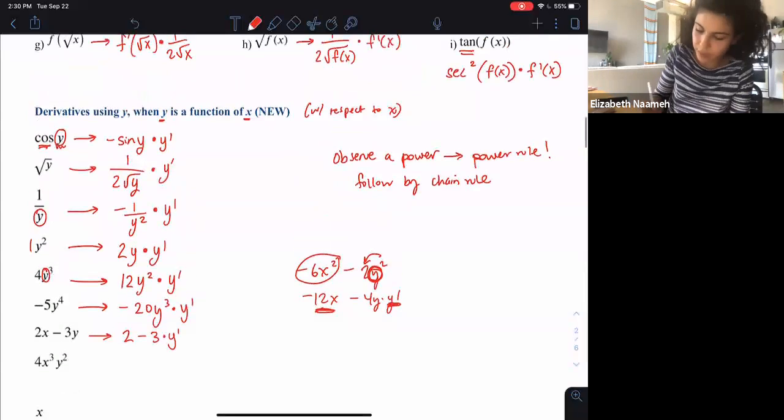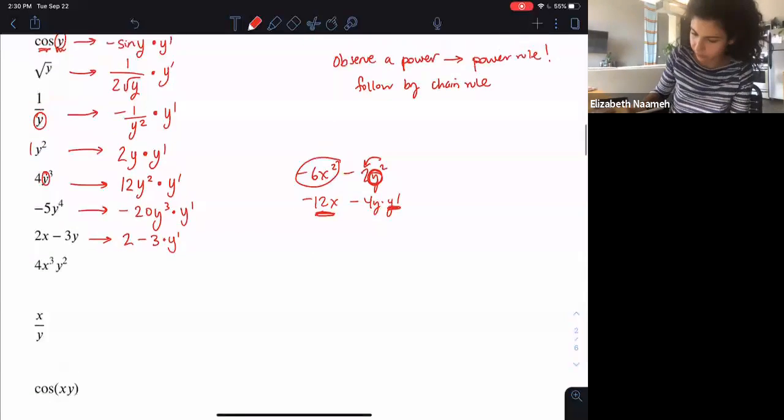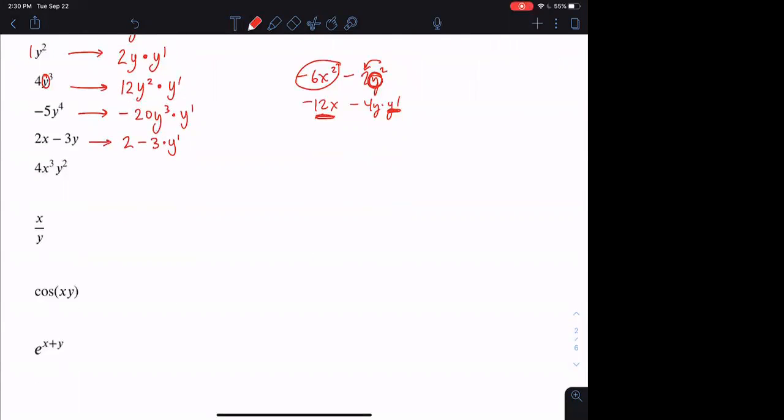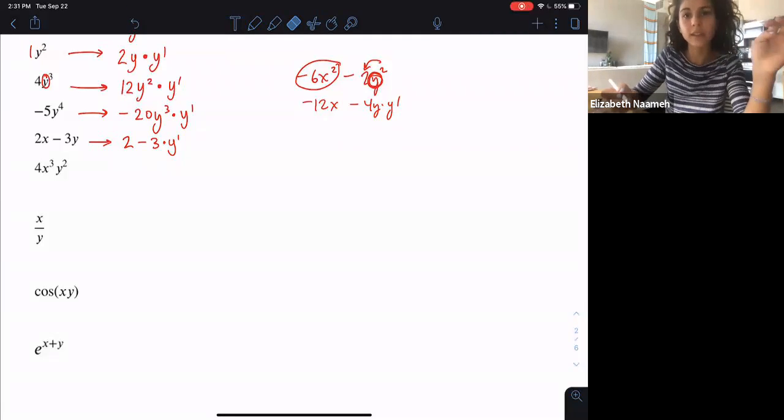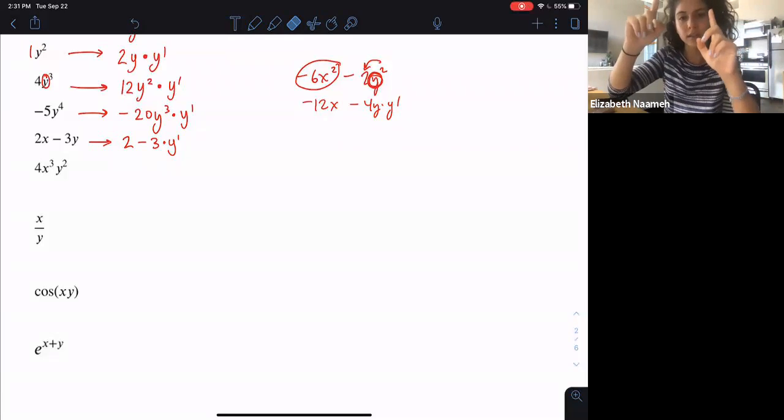So we're taking the derivative with respect to x. Where did the 4 in front of the y come from? The 4 came from 2y squared. What's the derivative of y squared? 4y to the power of 1 times y prime.